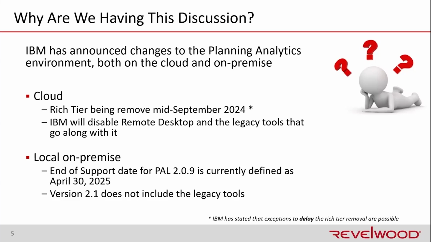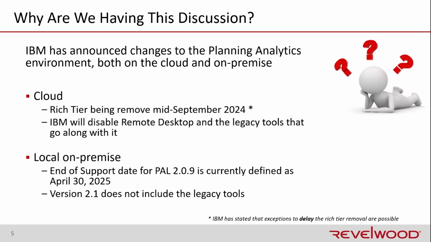If you are a cloud customer, the concept of what IBM references as the rich tier is going to be removed. It's being removed in mid-September of 2024. And by removing that, they are disabling the remote desktop, and they're going to disable all of the legacy tools that go along with your remote desktop.